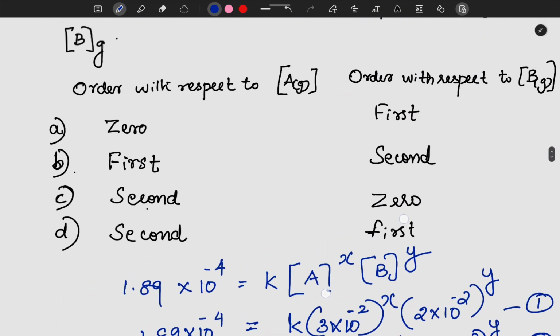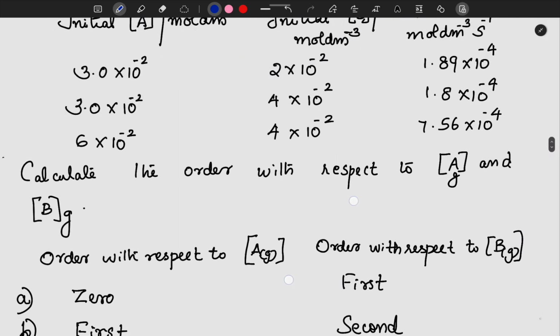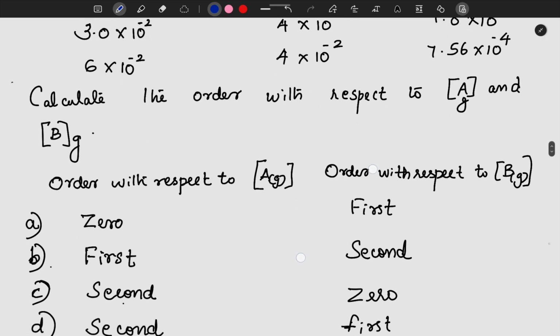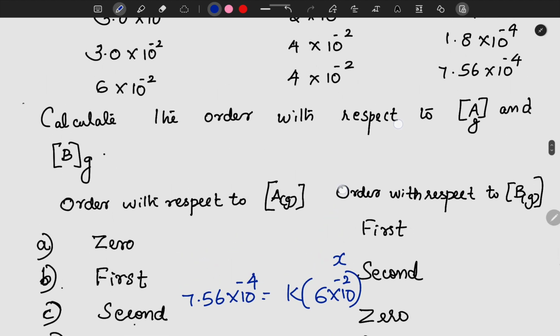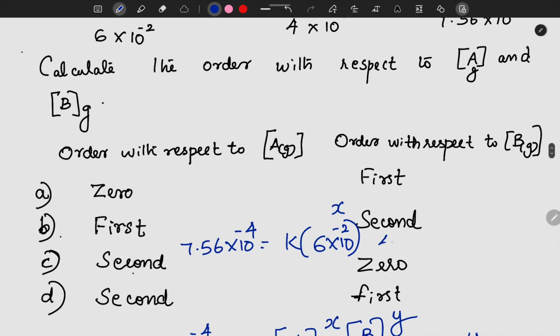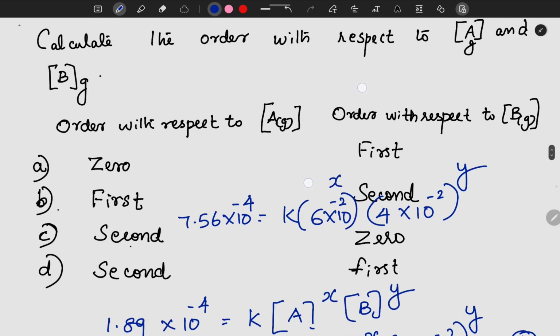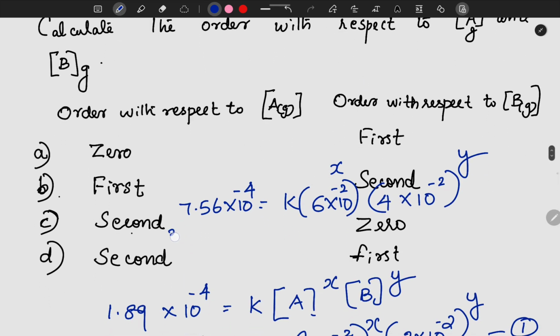Similarly, let us write the third equation. 7.56 into 10 raised to minus 4 is equal to k into 6 into 10 raised to minus 2 the whole raised to x, into B is 4 into 10 raised to minus 2 the whole raised to y. Now let us do equation 3 by 2.